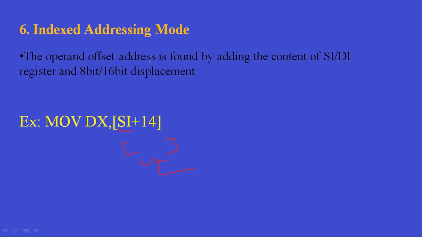So the operand offset address is found by adding the content of source index or destination index register, 8-bit or 16-bit, with the displacement value. So this 14 is called a displacement value. Any data directly added with any one register, an index register.